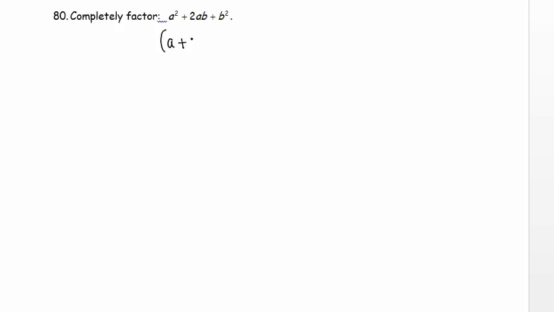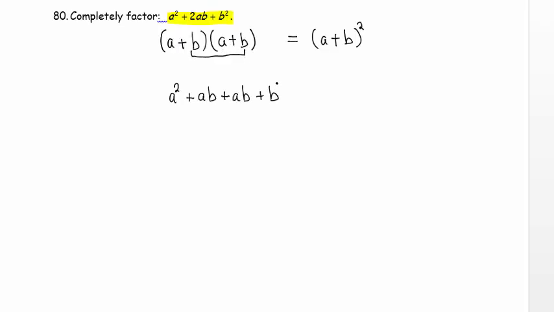As it turns out, it factors as a plus b times a plus b, which can be written as a plus b squared. Let me show you that this is the right factorization of this polynomial. Let's FOIL. A times a is a squared. On the outside, a times b is positive ab. On the inside, we have b times a, which we could write as ba, or by the commutative property of multiplication, a times b. Finally, the last, b times b, b squared.